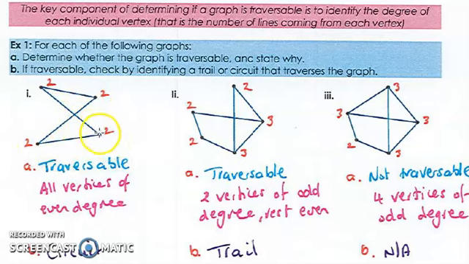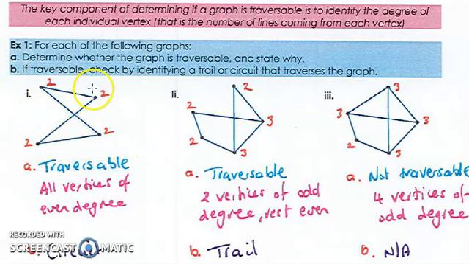We're checking the degree of each vertex. They're all even, 2 in each one. So we say that it is traversable. All the vertices are of even degree, and we can determine that this is a circuit. So we can start at any vertex, go to each one, and we've created a circuit.